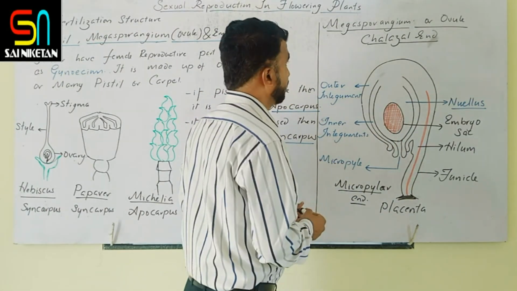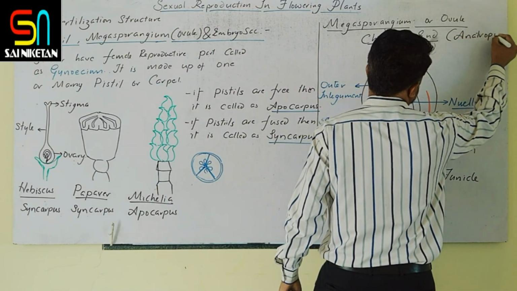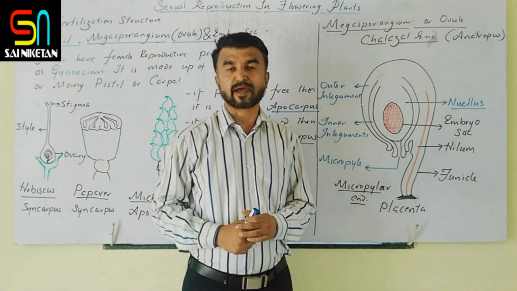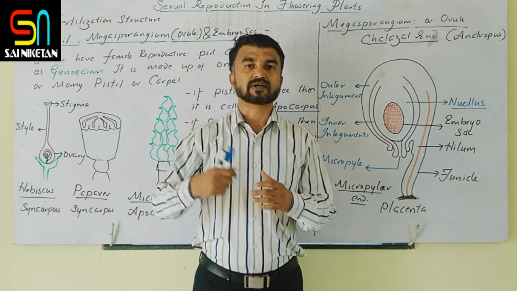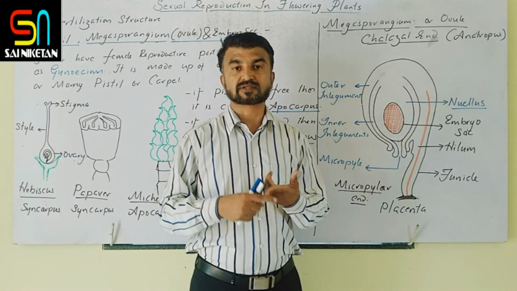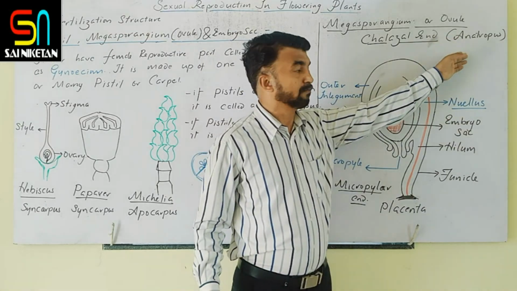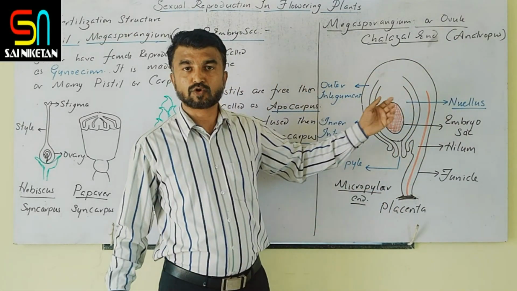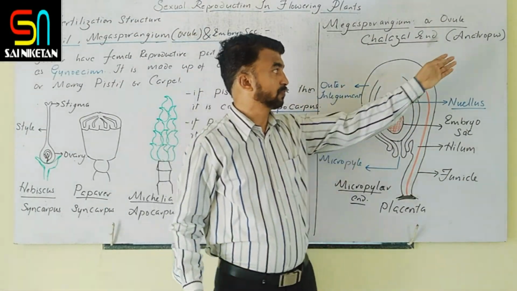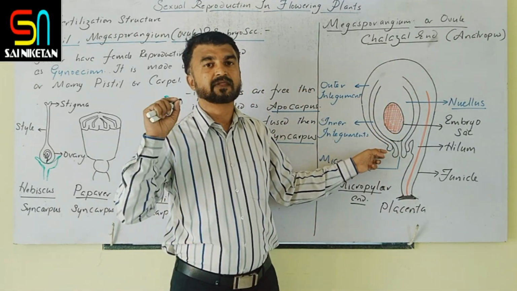This is called anatropous. Clear? It is a type of ovule. We will cover the types afterwards: orthotropous, anatropous, campylotropous, sarcinotropous, hemitropous, amphitropous. Many types of ovules are there, but the most familiar is the anatropous ovule. In the anatropous ovule, the micropyle and funicle come close together, the ovule is turned back. Clear? We will discuss the types of ovules in the next video. So this is a typical ovule.